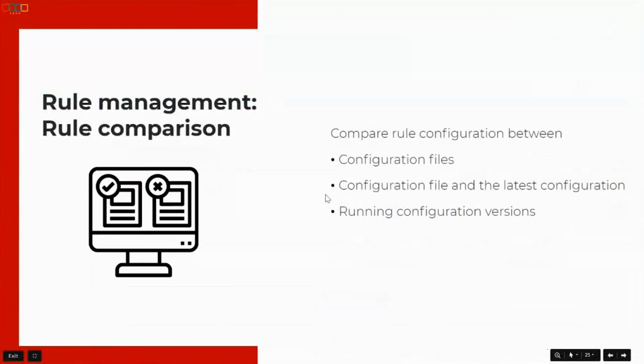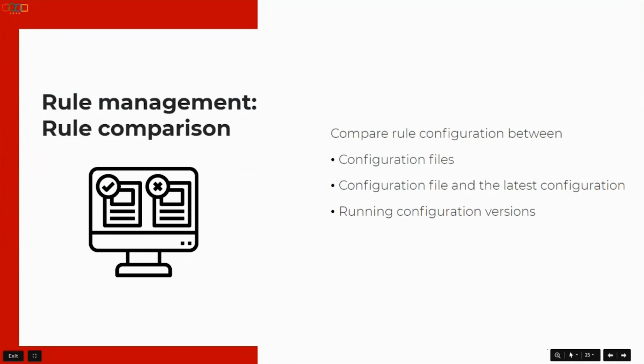The next feature we're going to look at is rule comparison of Firewall Analyzer. Using this feature, Jim can easily pinpoint the changes that are made to the rule configuration. He can compare two configuration files, or he can even compare a configuration file and the latest configuration, or he can even compare two running configuration versions. By using this feature, Jim can clearly identify all the changes that are made to the firewall rules across various configuration versions.